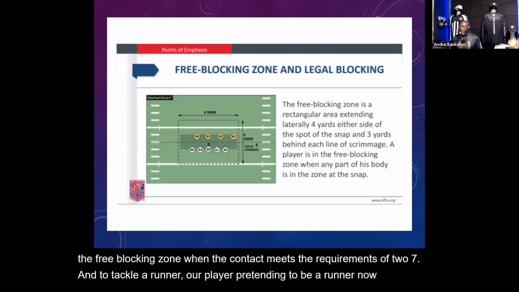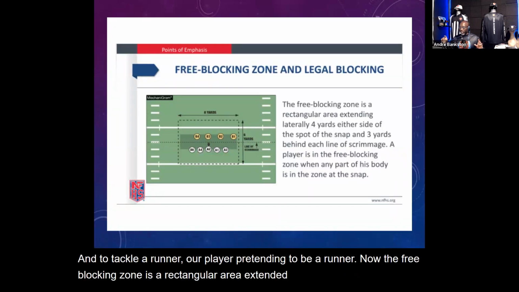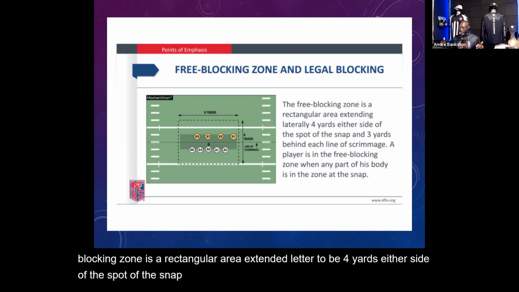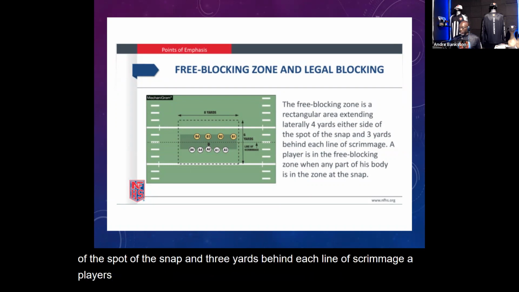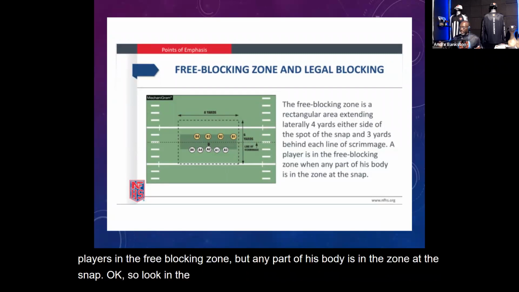Now, the free blocking zone is a rectangular area extended laterally 4 yards either side of the spot of the snap and 3 yards behind each line of scrimmage. A player is in the free blocking zone if any part of his body is in the zone at the snap. Okay. So look at the diagram.